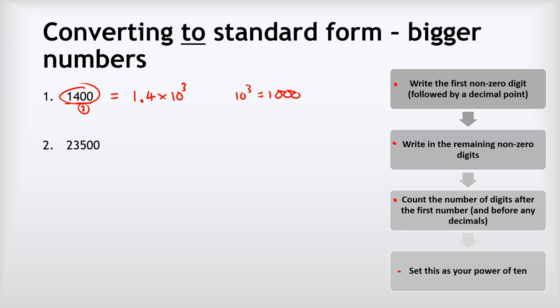What about a second example, 23,500? Well, let's work through the same process. So first of all, we write down the first non-zero digit, which is 2. And because there are multiple digits after that that aren't zero, we'll put a decimal point and put the remaining non-zero digits after that. So 2.35 now. Okay. Then we count the number of digits after the first one and before any decimal points. So that's those digits there. That is 4 of those. So that becomes my power of 10. So we go times 10 to the power of 4.